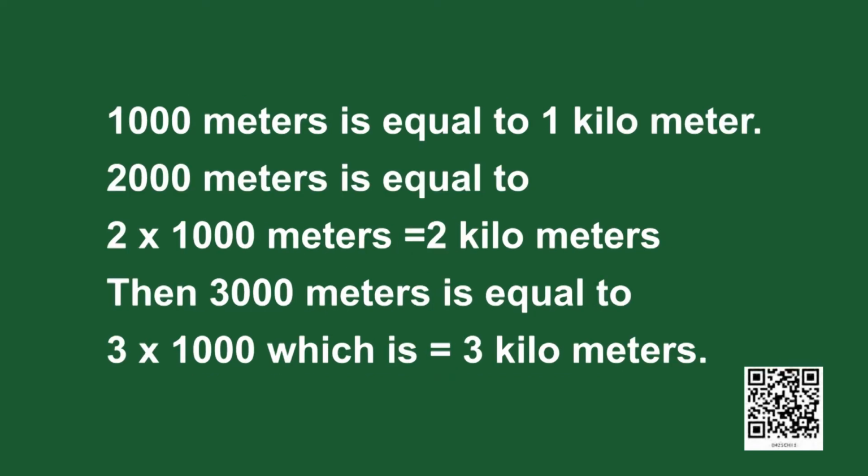So, 1000 meters form 1 kilometer. Then 2000 meters form 2 times 1000 meters, which is equal to 2 kilometers. Then what about 3000 meters? Yes, 3000 meters form 3 times 1000 meters, which is equal to 3 kilometers.